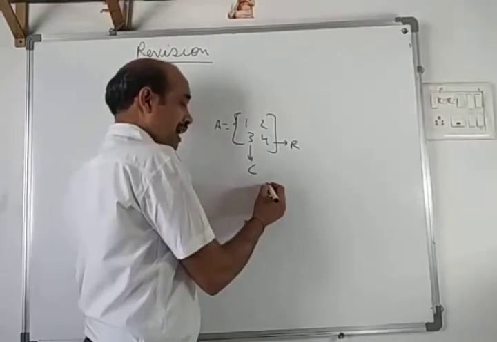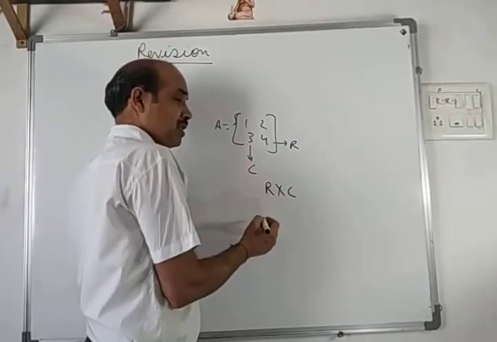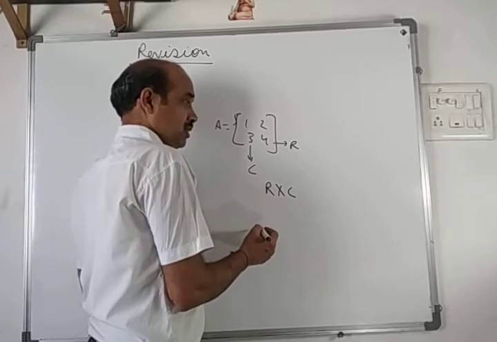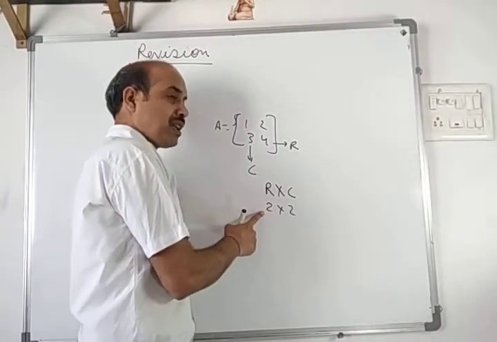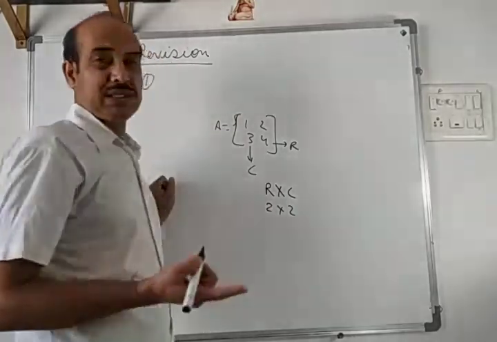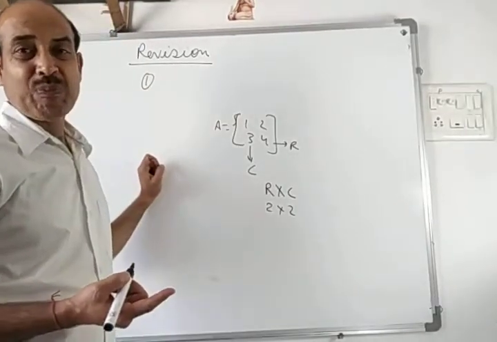And by writing rows and columns, that is called order. Like if it is 2 and 2, so 2 by 2 is the order. Rows will be written first, columns will be written later.